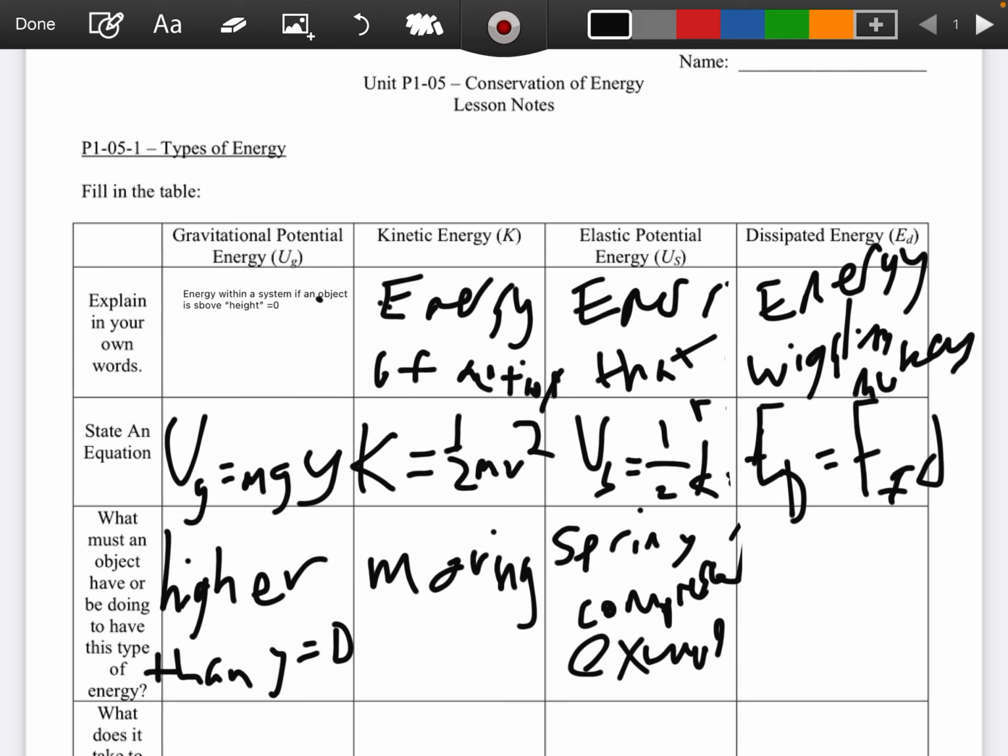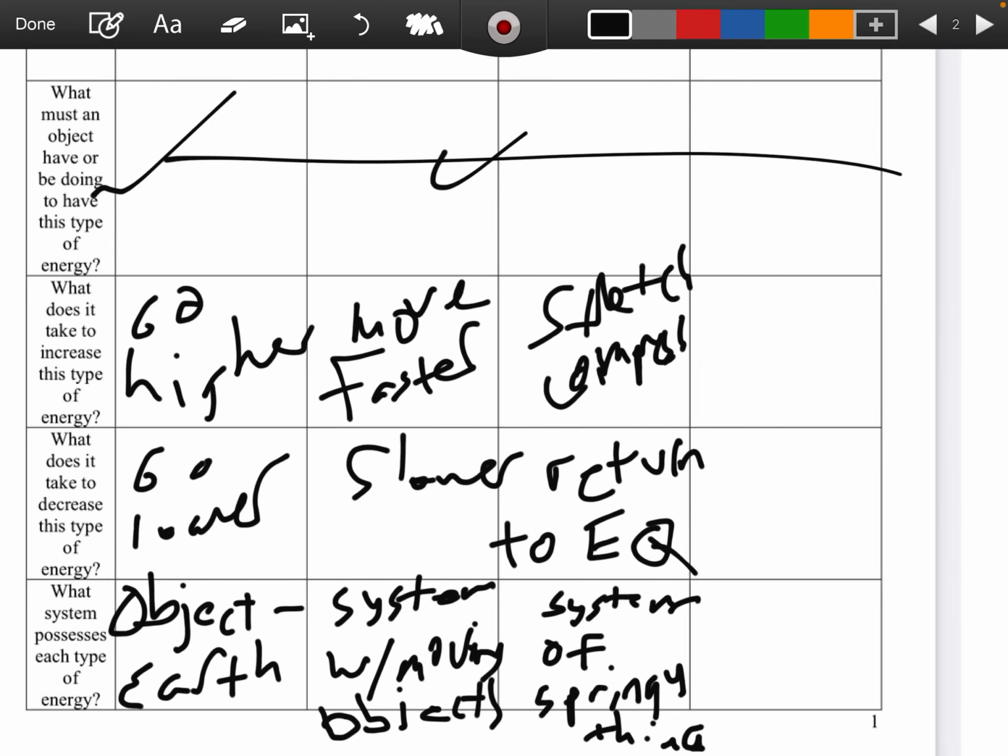What must an object have or be doing to have this type of energy? An object has to have wiggling molecules, of course. And those wiggling molecules are going to vibrate and collide with each other, and that energy is going to be released as thermal energy. Or those molecules are going to wiggle and vibrate the air, and that is going to be picked up by your ears as sound. And that sound energy is just going to go on forever until those wiggling molecules lose energy through collisions.